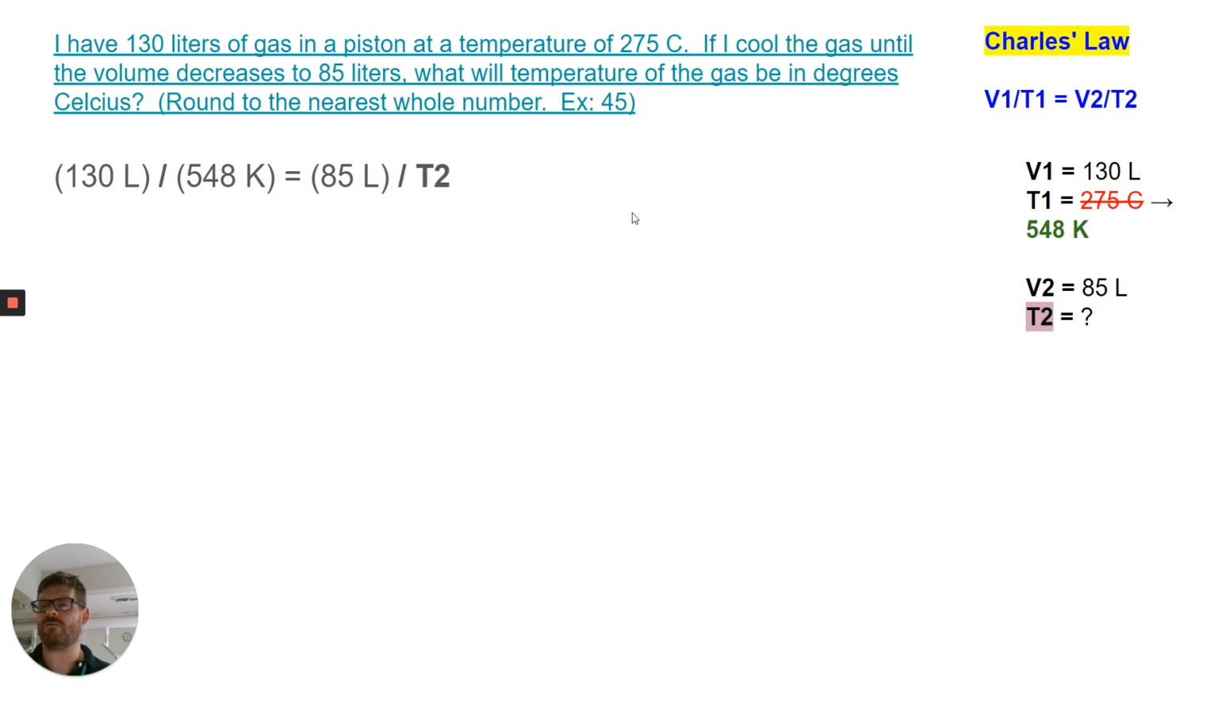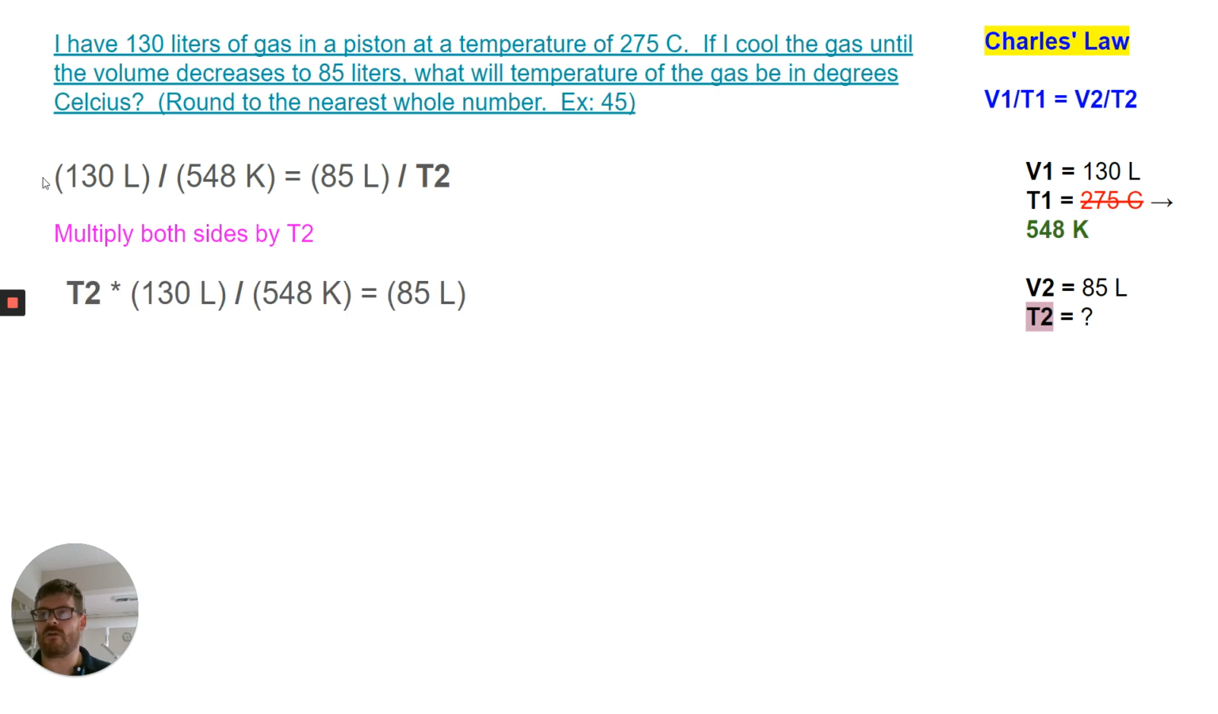So there's a number of ways that you might do it. I'll show you one way here. I know I need to get this out of the denominator. I need to get it up top in the numerator. So I'm going to multiply both sides by T2. And that's going to get it out of the denominator here and put it over here on the left side.